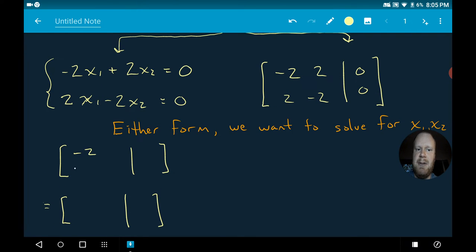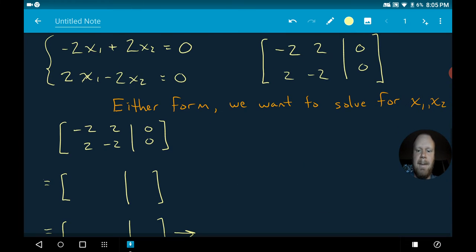And we get -2, 2, 2, -2, and 0, 0. Like I said in the previous video, I'm not going to show every single step for this one. I think that in linear algebra, you've probably done plenty of this, so I won't be writing individual steps like row 2 minus row 1 becomes row 1, things like that.